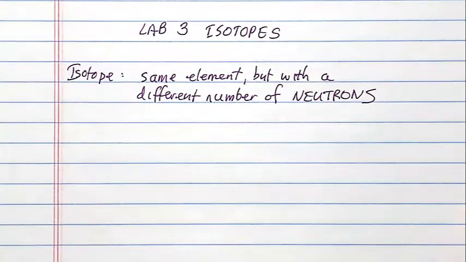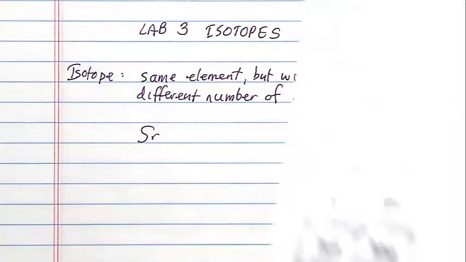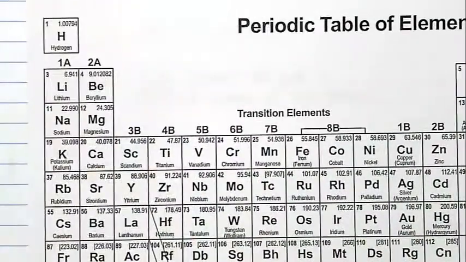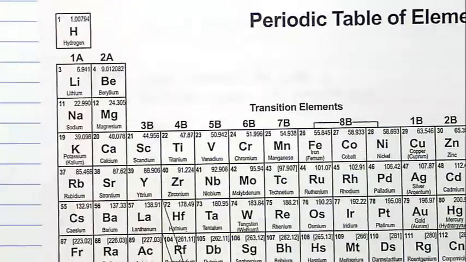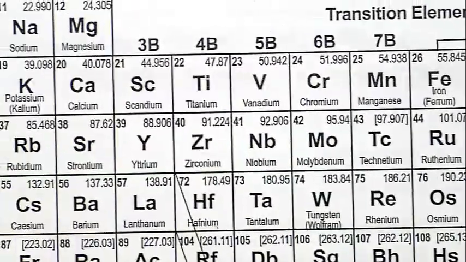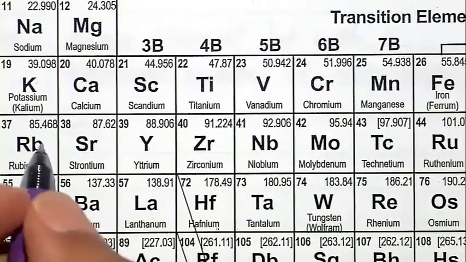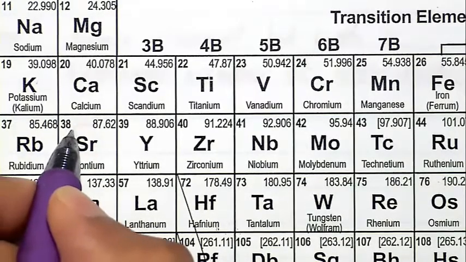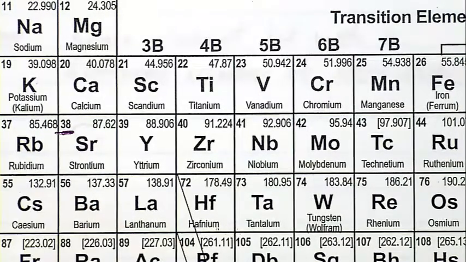So as an example of isotopes, we can look at strontium. Strontium actually, if you look at the periodic table, is in group 2 of the periodic table, and there is strontium right here. Okay. You notice that you have a number here that is 38.